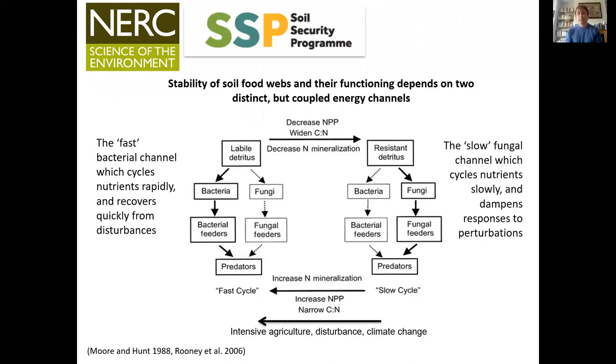And basically, perturbations tend to shift the system towards the bacterial channel, where the energy is flowing more quickly, which is giving some resilience to the system, but at the same time, it's making the system very, very prone to change. So it's not very resistant, but more resilient. On the other hand, in more conservative systems or less intensively managed systems, the fungal channel is more dominant, which means the energy is flowing a bit more slowly, which means the system is more resistant to perturbation, but if it gets perturbed, it takes much longer for the system to recover.